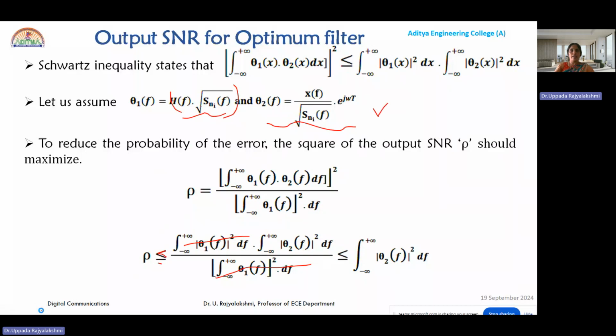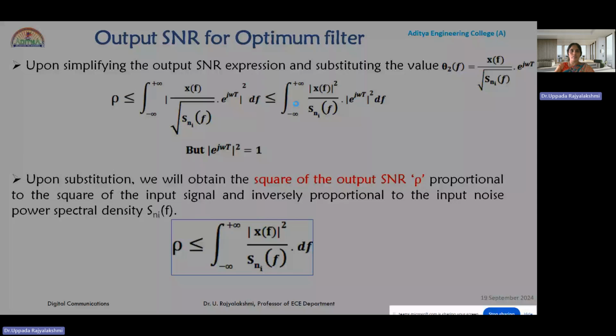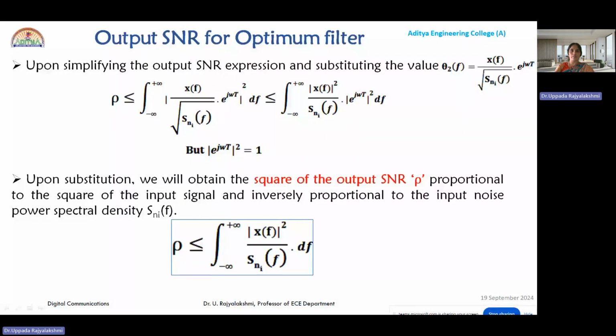Please substitute theta 2 of f square. Then it will be X of f square by SNI of f, root SNI of f whole square, that will be SNI of f, into e power j omega t whole square. The magnitude of e power j omega t, which is cos x plus j sin x, squared will be 1, because cos square x plus sin square x is 1. So rewriting this as 1, the square of the output SNR, rho max, can be obtained as the integral from minus infinity to plus infinity of X of f square by SNI of f df.